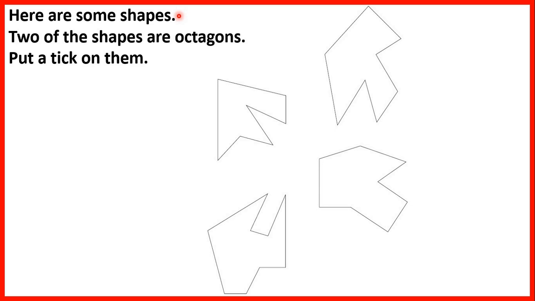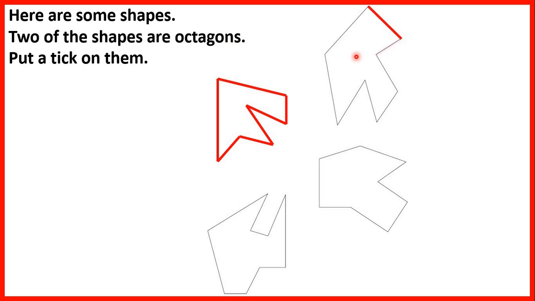Here are some shapes. 2 of the shapes are octagons, put a tick on them. So we need to remember that an octagon is a shape with 8 sides. So this shape here has 1, 2, 3, 4, 5, 6, 7 sides. So that's not an octagon because an octagon has 8 sides.